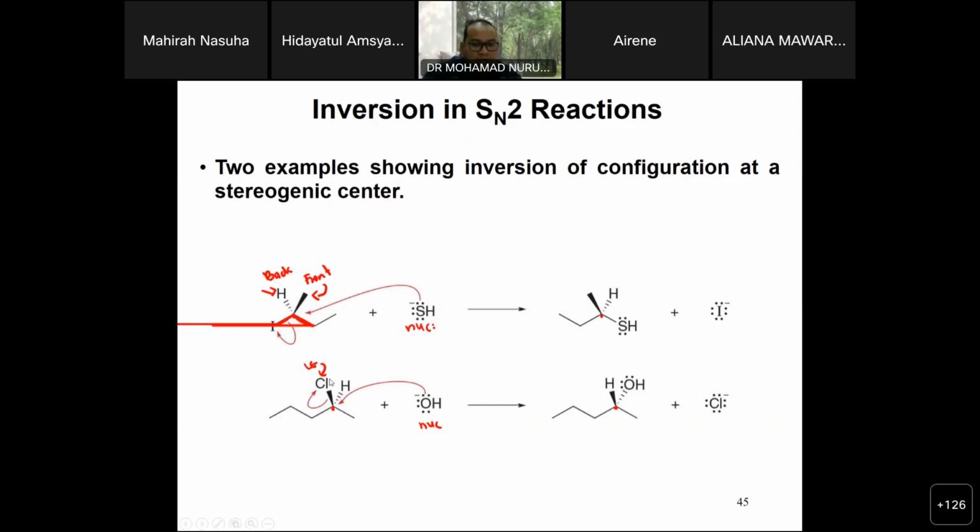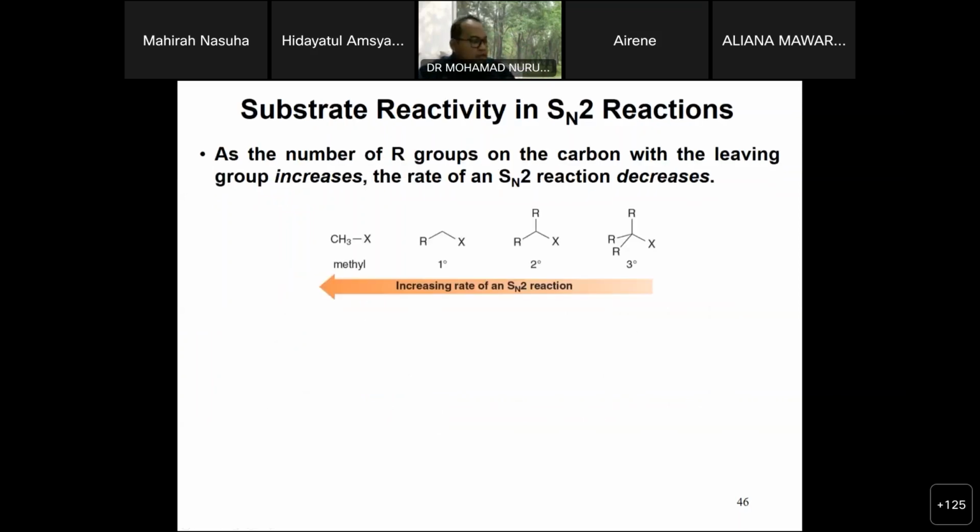So they are different in terms of arrangement, so be careful. What I can say is the SN2 reaction involves inversion of configuration. Okay, so it also depends on the substrate reactivities. Okay, the number of R groups, which is referred to as whether they are methyl. Okay, there's a methyl group here.